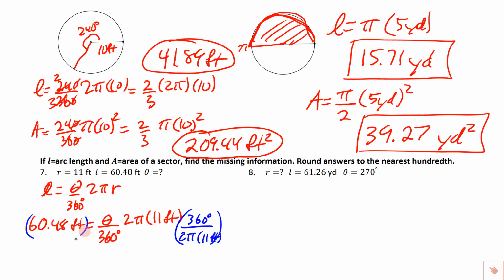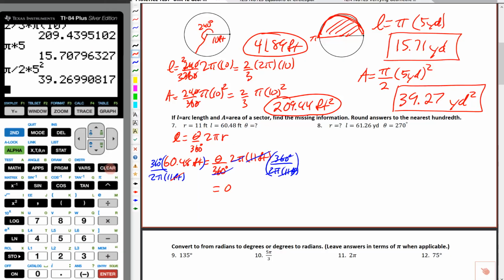So I'll do that on this one also. So I've got a 360 on the top, and I've got a 2 pi times 11 feet on the bottom. And I want you to take a look at what happens. So the 360s cancel, the 2 pi's cancel, the 11 and the feet cancel. So the only thing left over on this side is just theta. And notice that over here, the feet cancel, and the only unit left would be degrees. So let's see what we've got here. I'll pull this over here, and we'll throw this into the calculator.